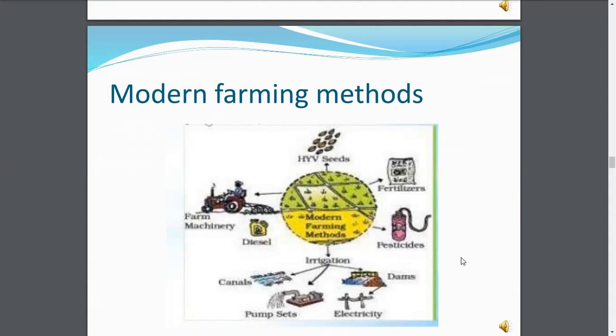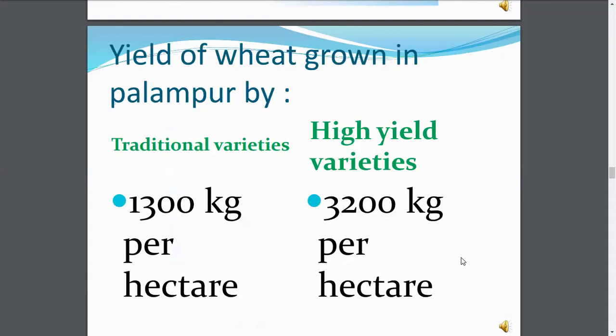Okay. Now in the next slide you can see the yield of wheat grown in Palampur by traditional variety and HYV. Two different things. This is by traditional and this is modern. Traditional is 1300 kg per hectare, and modern is 3200 kg per hectare. That means when we are using chemical fertilizers and all types of modern methods, we are getting more production. The traditional method takes its own time because the seeds are not processed in the laboratory. They are the same natural seeds, so they take time. Okay.